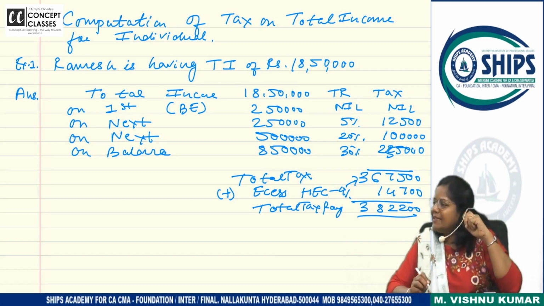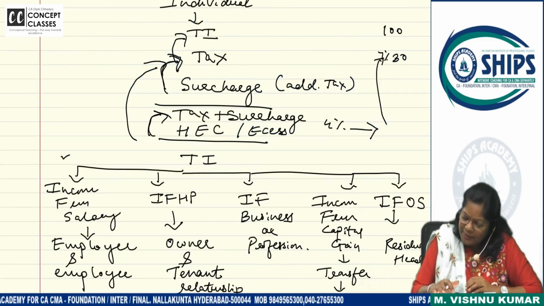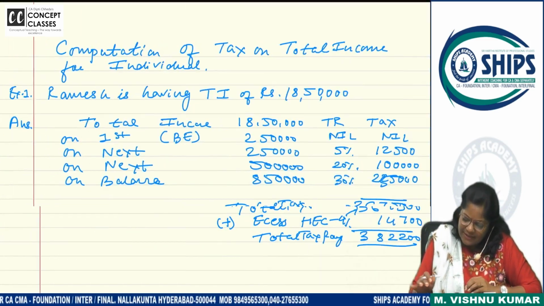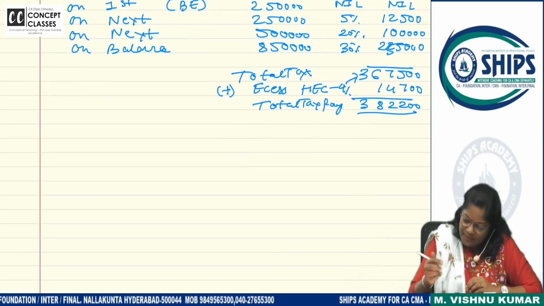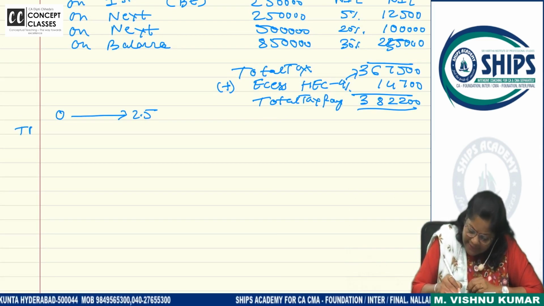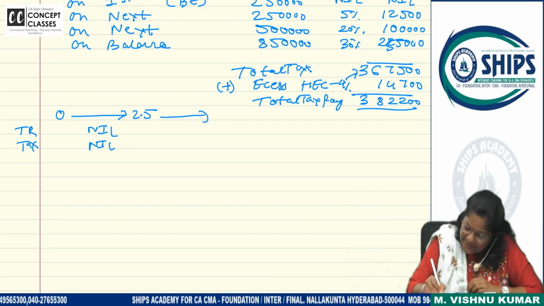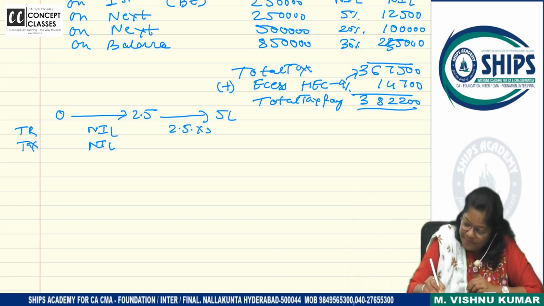First tell me, slab rates are clear? Not every problem, but because this is your first problem, can we write like this? This is just for your understanding. 0 to 2.5 lakh. What is the tax rate and what is the tax? Write this for understanding. 2.5 to 5 lakh. What is the income? On that, what is the tax? That comes to how much?